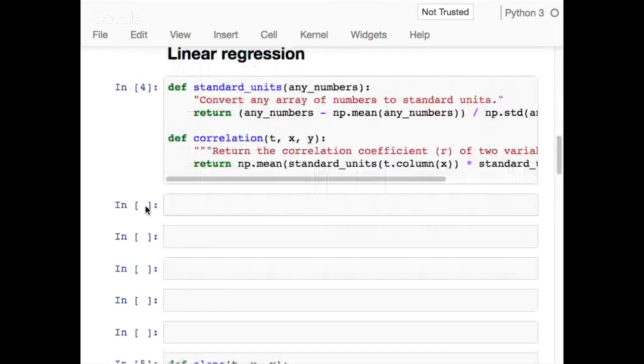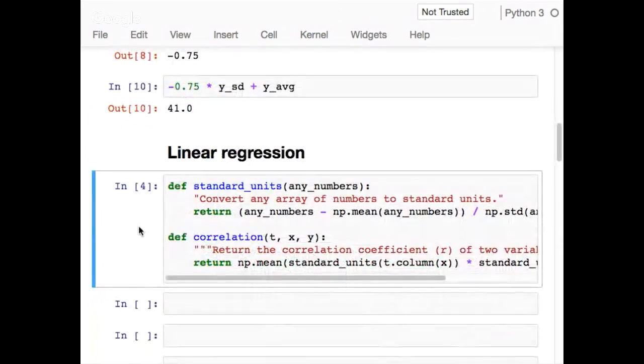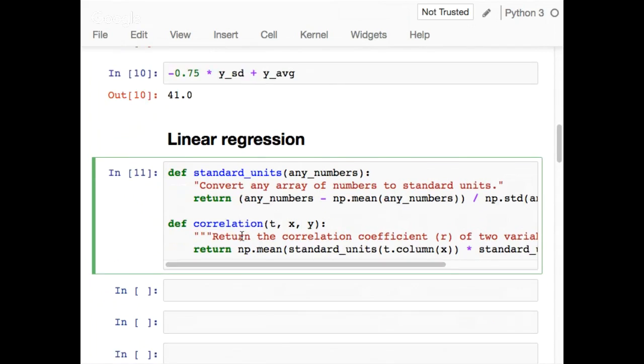So what we have here is some functions. I just have here the functions that we defined yesterday. The first one converts an array of numbers to standard units. So here is how to convert stuff to standard units. Here's a correlation, so I can just compute a correlation. Okay, and what I want to do now is just go through some examples using these.